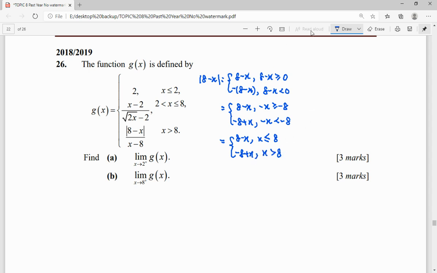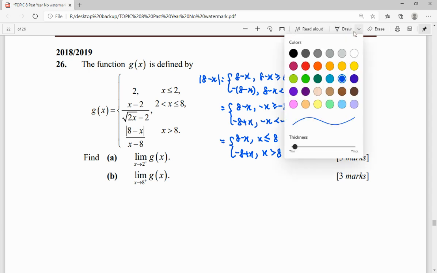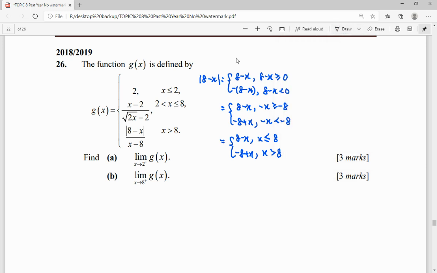So you can notice here, for our modulus of 8 minus x, when x is greater than 8, we are going to select this piece, which is the negative part, negative 8 plus x, according to its domain. So this modulus function we have already simplified. Now we're going to answer our questions.